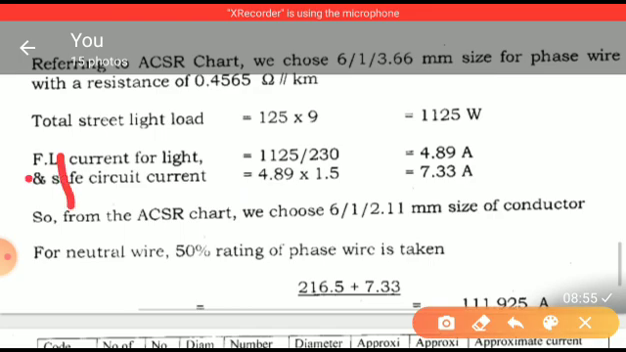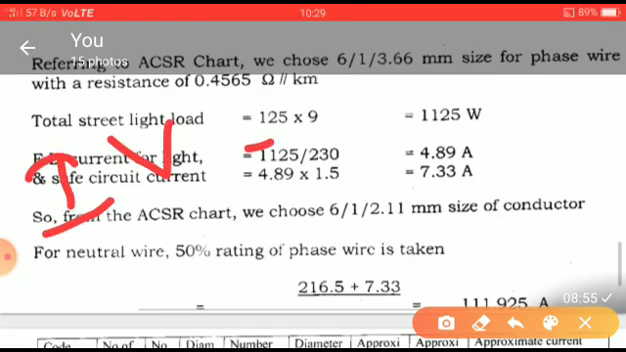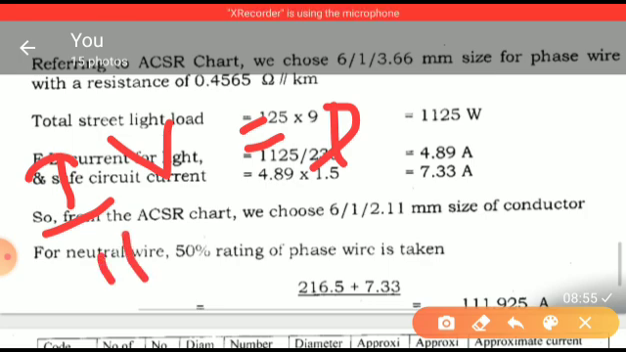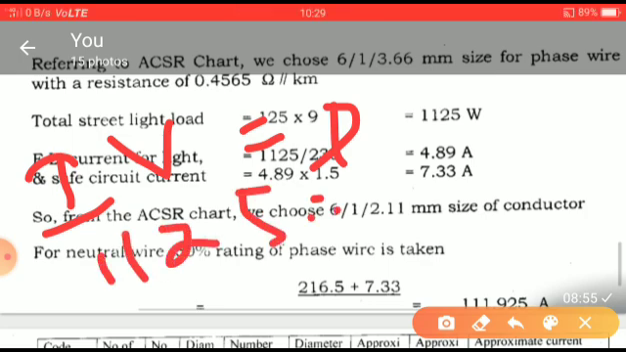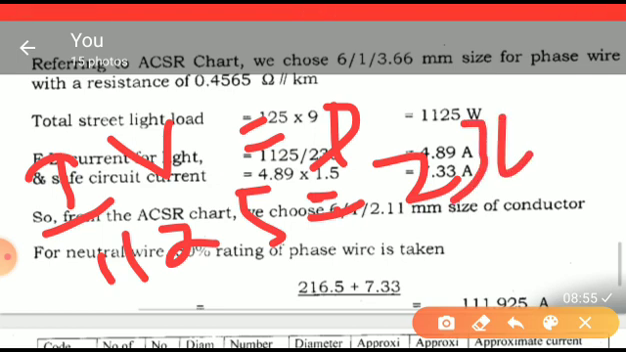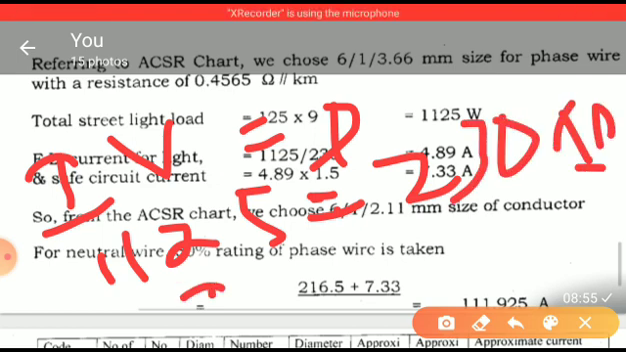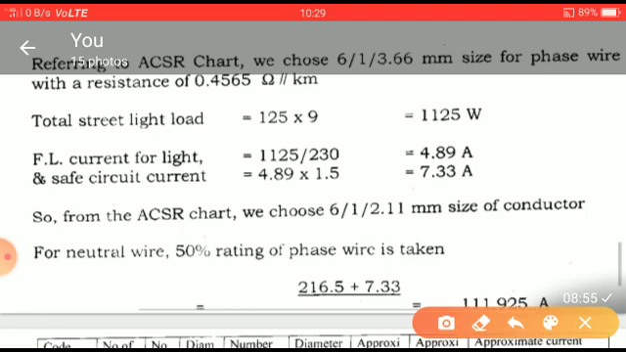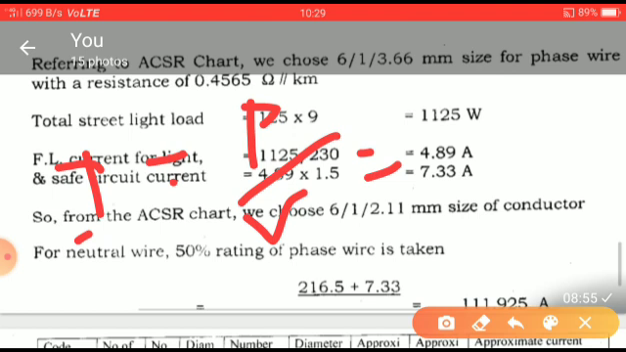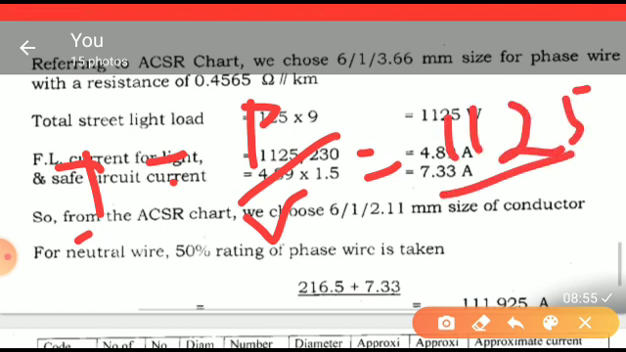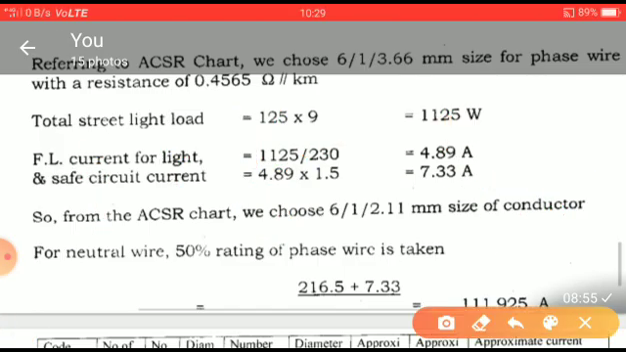When we are calculating, current into voltage is equal to power. The power we have gotten is 1125, and the supply voltage will normally be 230 for domestic supply. So the I value is power by voltage, 1125 by 230. The current we are getting is 4.89 ampere, and the safety factor is 1.5.